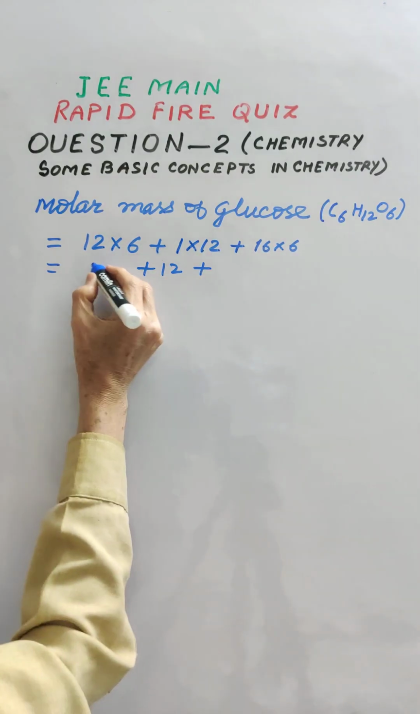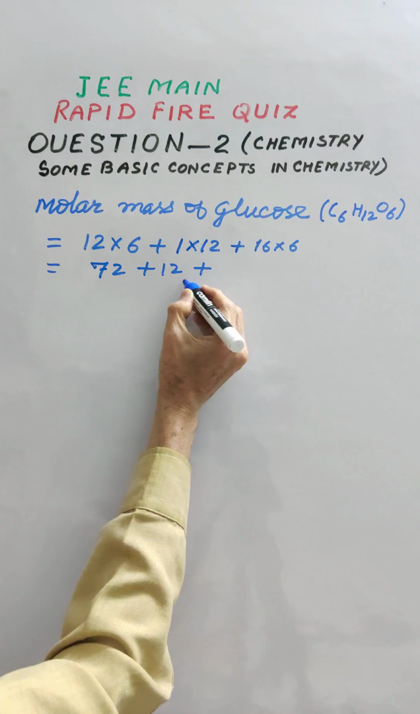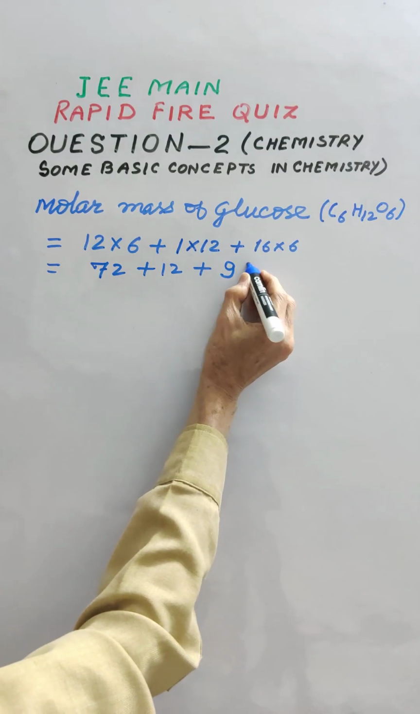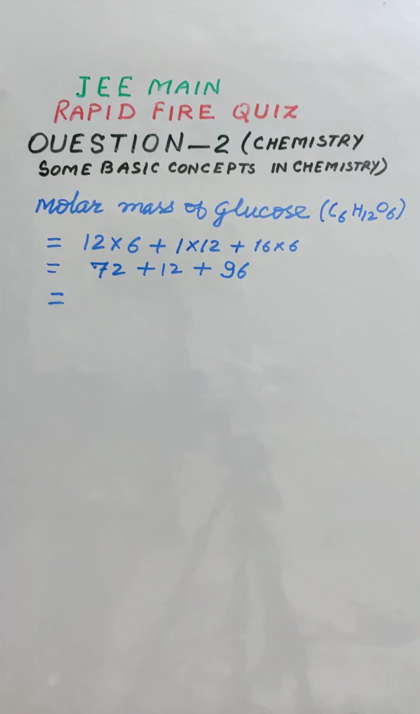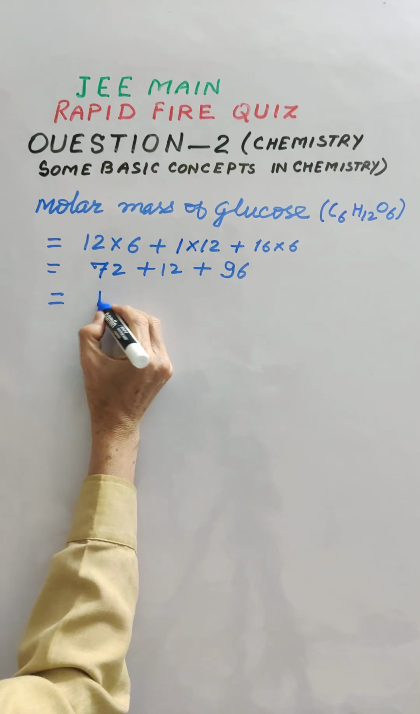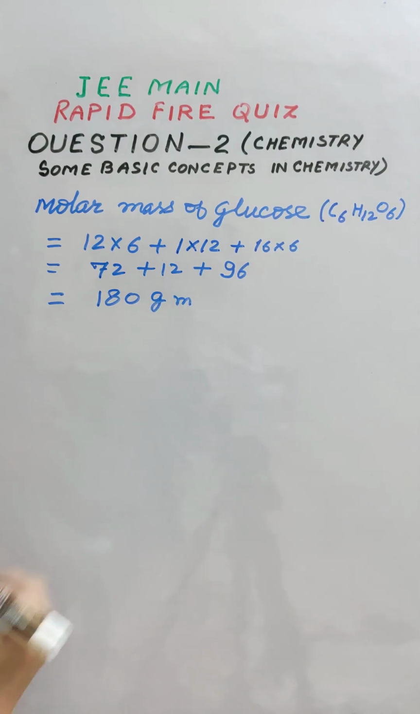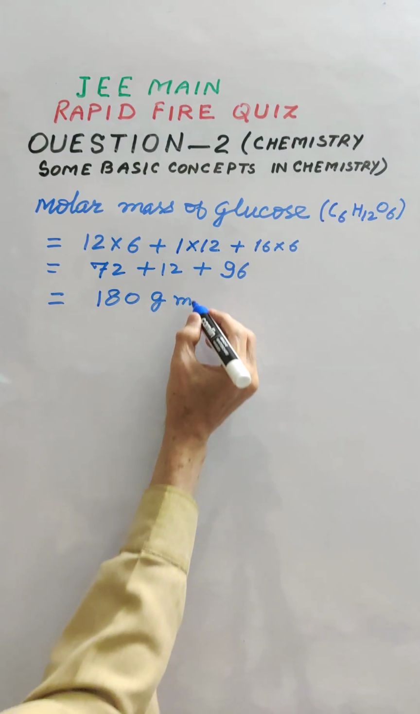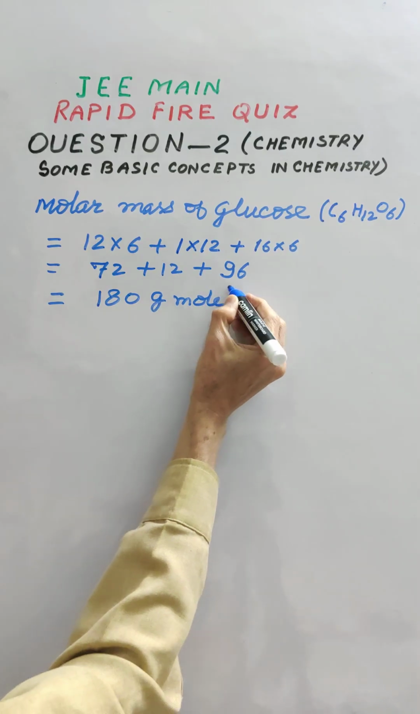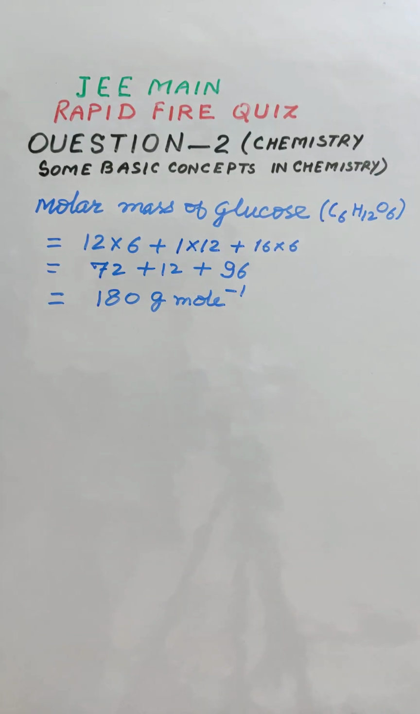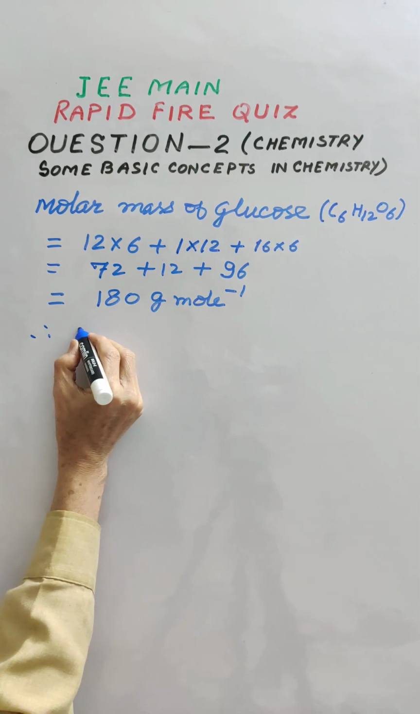I have calculated that. 72 plus 12 plus 96, that is equal to a total of 180 grams per mole. Now molarity.